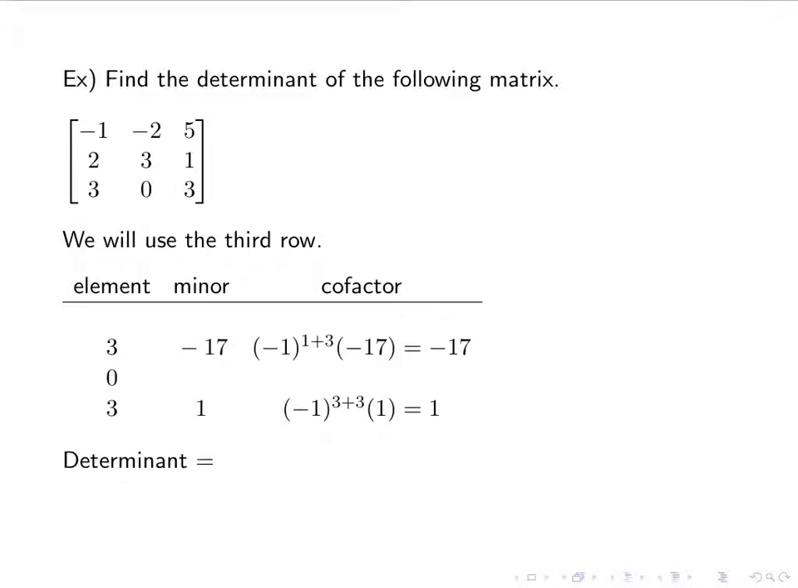So for the determinant, I have my element 3 times its cofactor negative 17 plus 0 plus my element 3 times the cofactor of 1. And I get negative 48. Okay, and again, no matter what row or what column I chose, if I do it out correctly, I should get negative 48 every time.